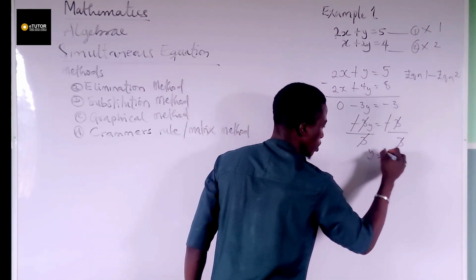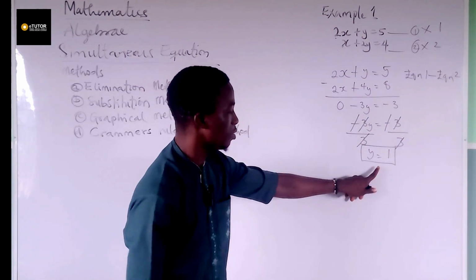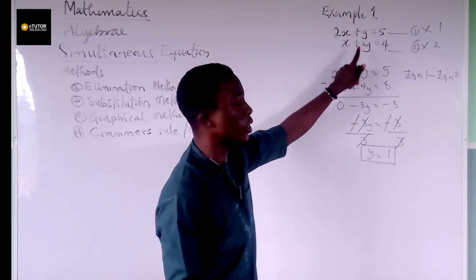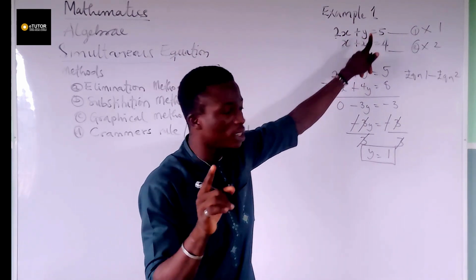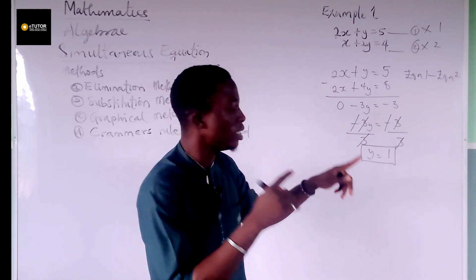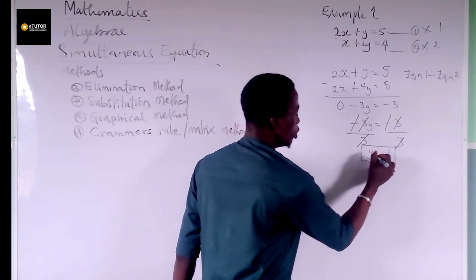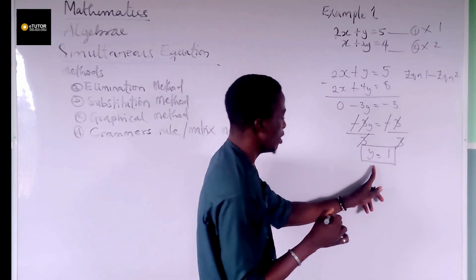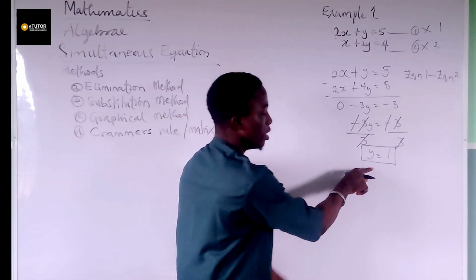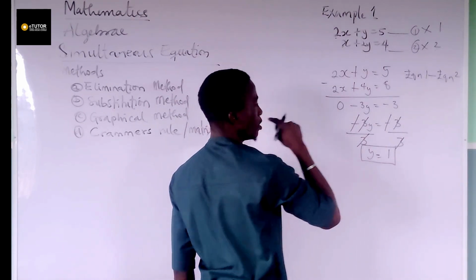So y equals what? 1. We have solved for one variable. Take note, we have two variables in the beginning of the question, x and y, and we solved for just y. So we need to find the values of both variables. Now it is easy. You've solved your work halfway. The next thing you do, since you've gotten the value of one variable, is to substitute or put the value of this variable inside any of the equations you have here.